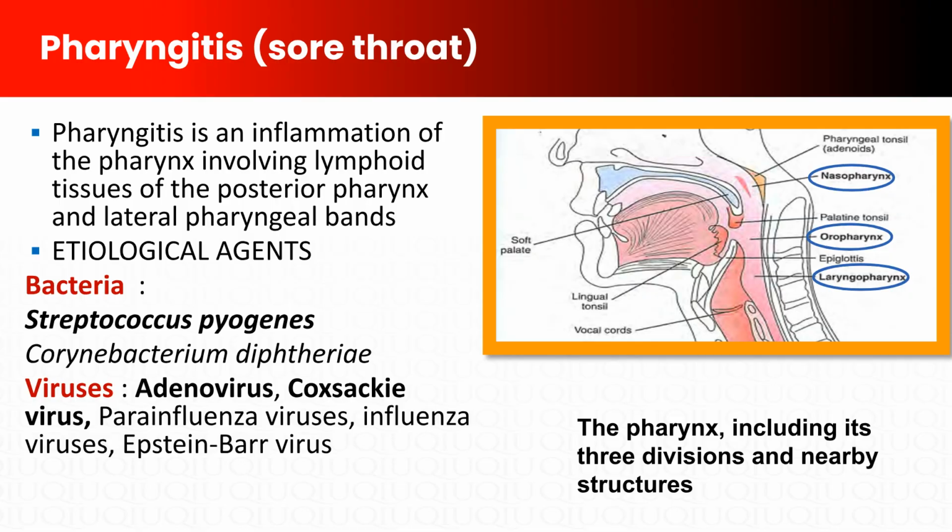Pharyngitis typically affects the oropharynx, where we find abundant lymphoid tissue including the palatine tonsils, which are the tonsils we can see when someone opens their mouth wide, and the pharyngeal bands, which are streaks of lymphoid tissue on the posterior pharyngeal wall. Pharyngitis can be caused by both bacteria and viruses, though most cases are viral.